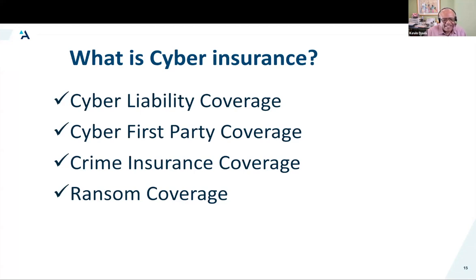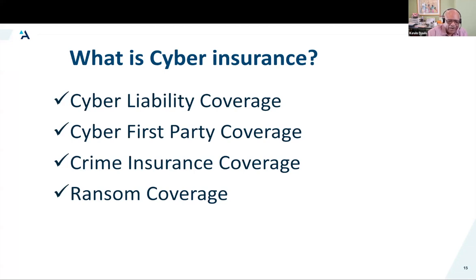Cyber first party is all the things we talked about before. That is, you have a forensic examination. Then you have call centers. You have the notification costs. You have all those minimum costs involved in there. And that was $270 per record kind of thing; now it costs $50,000, $60,000 just for your cyber first party coverage costs. That's what that's all about.